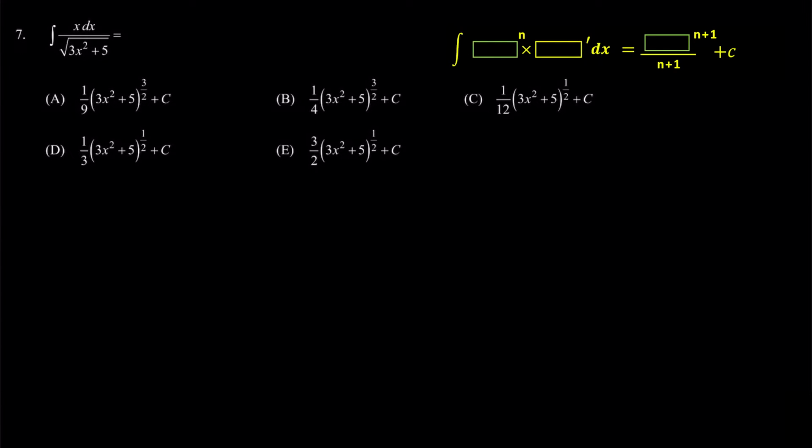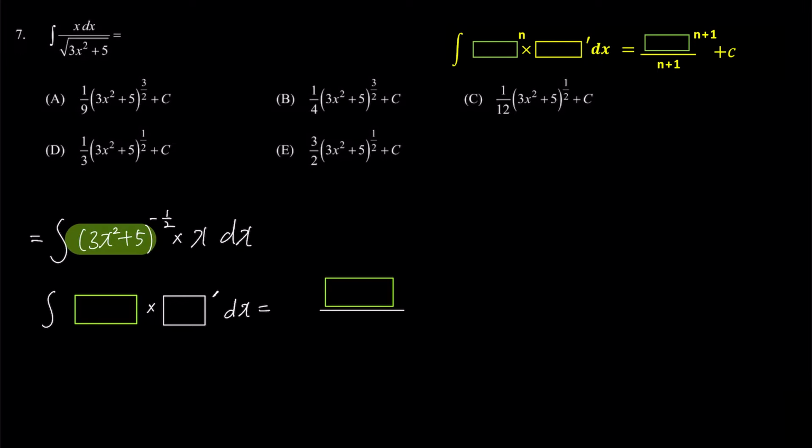This problem has a square root in the denominator, which is not much different from the previous problem. Let's try to move the terms in the denominator to the numerator using negative exponents. It will become 3x squared plus 5 to the power of negative half. And doesn't the x right after it look like it could be the box prime? Let's apply the box rule by substituting 3x squared plus 5 into the green box, and its derivative, 6x, into the box prime. However, there seems to be a problem, as 6 is not visible in the problem.